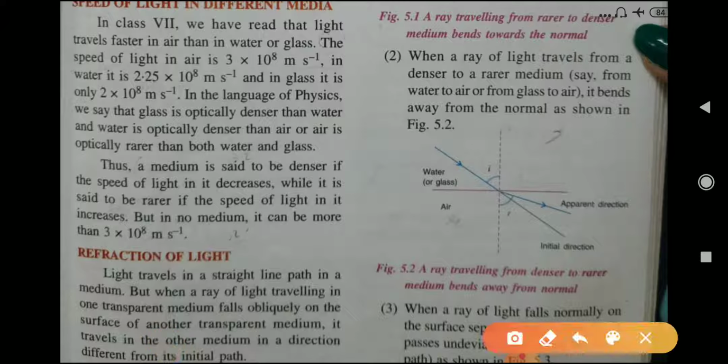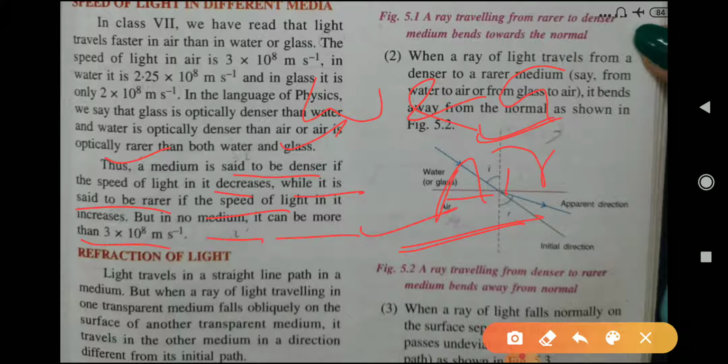Thus we can say that a medium is said to be denser if the speed of light in it decreases, while it is said to be rarer if the speed of light in it increases. So as compared to water and glass, air is rarer. Why? Because the speed of light in air is fastest as compared to water and glass. But in no medium can it be more than 3 × 10⁸ meter per second. Means the speed of light cannot be more than 3 × 10⁸ meter per second in any medium.